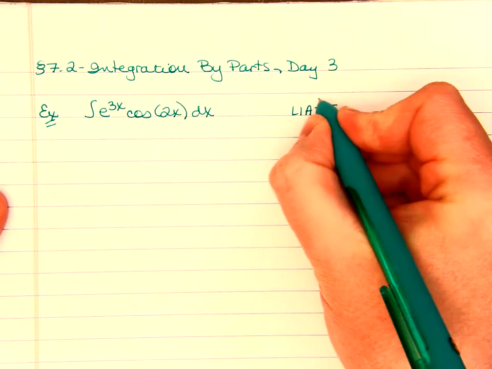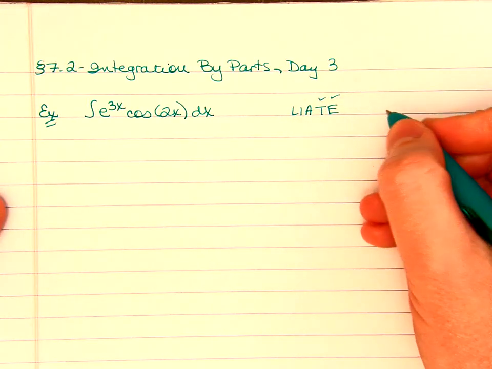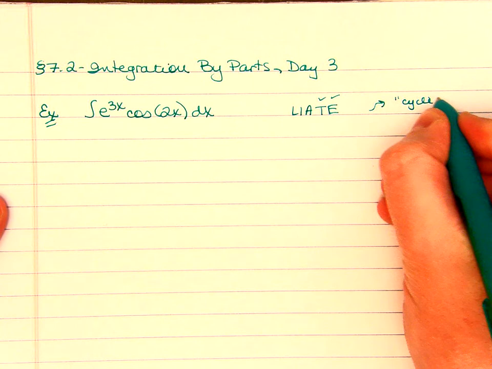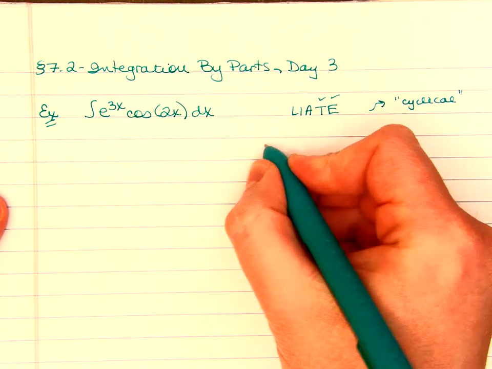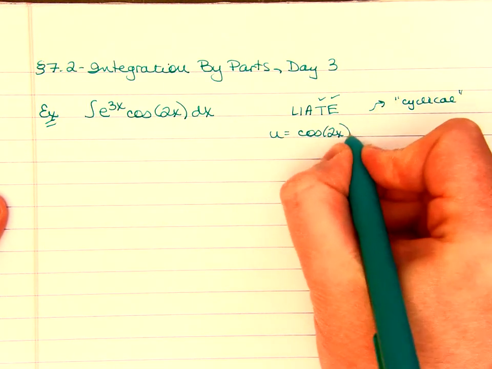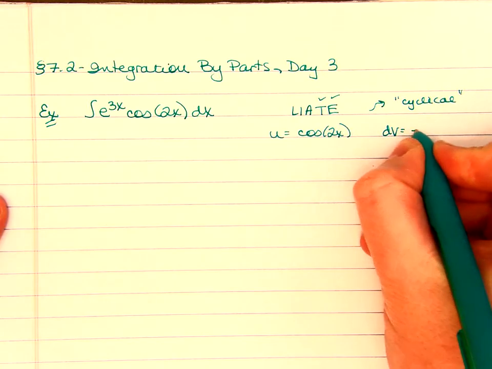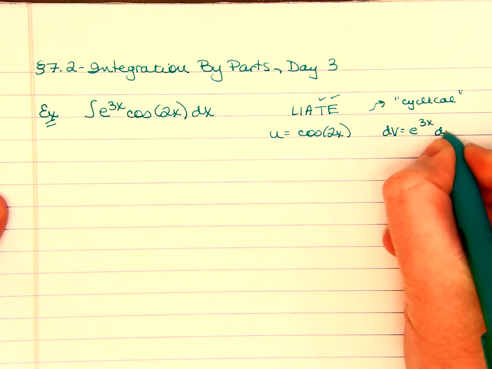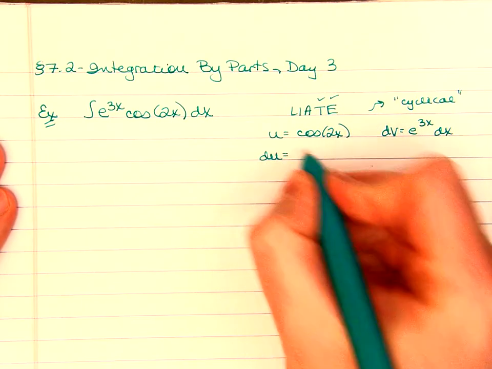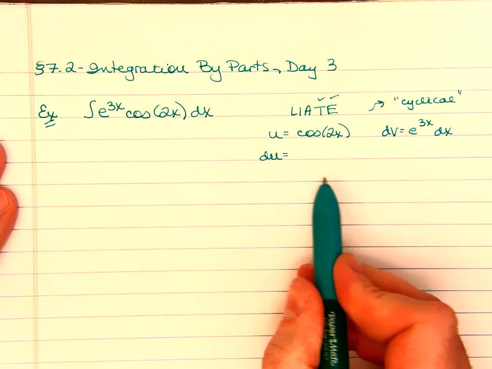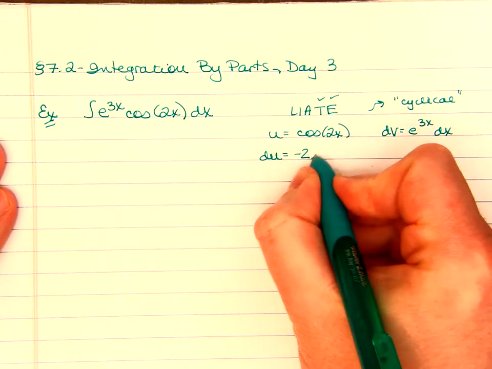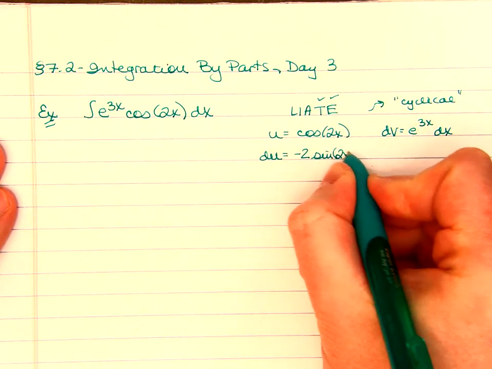L-I-A-T-E. There's trig, there's something exponential. It's t, it's e, which is our signal that it's going to be one of those cyclical integrals. So my u is going to be the cosine of 2x, and my dv is going to be e to the 3x dx. Well, the derivative du of the cosine of 2x is negative sine 2x times 2, so negative 2 sine 2x dx.